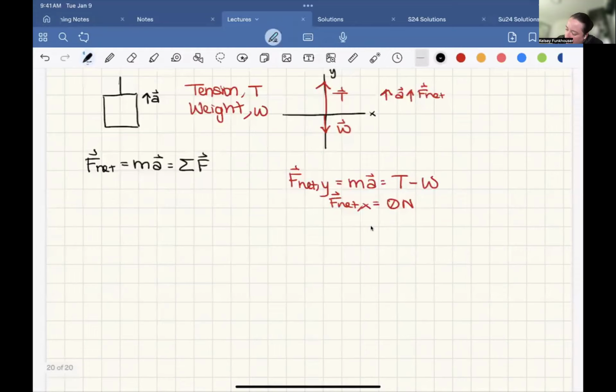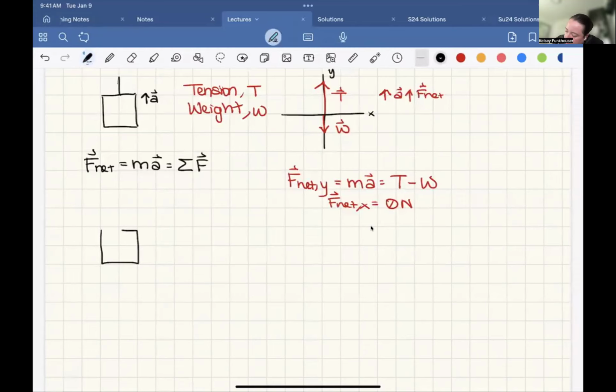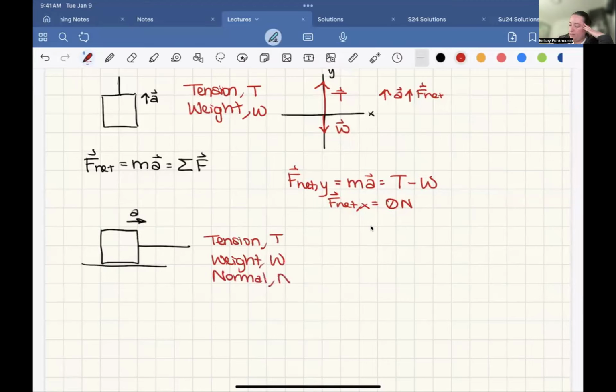Let's do another example where instead of being pulled up, the box is being pulled to the right and it's accelerating and it's on the ground. So now what forces are acting? So tension and weight are still acting because the rope is still there, still on the earth. This time though, there is a surface that's in contact with, so normal force is also acting. It's funny, these three forces are all the ones where it's their first letter is how they're labeled. So that's nice.